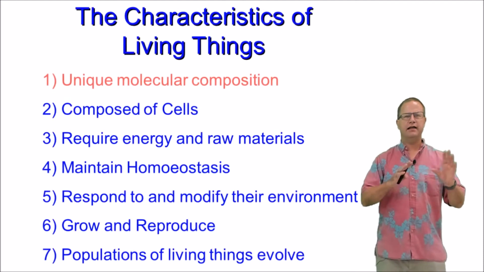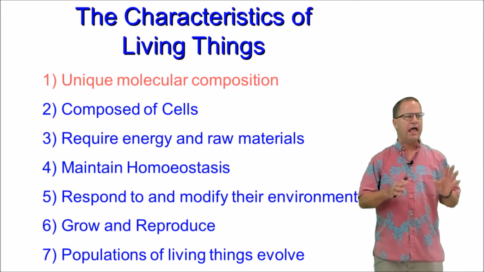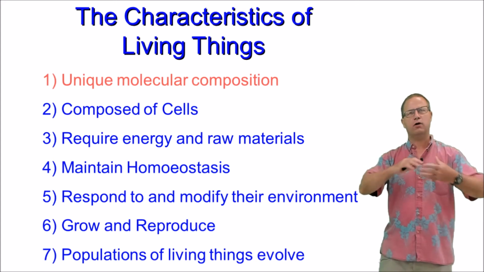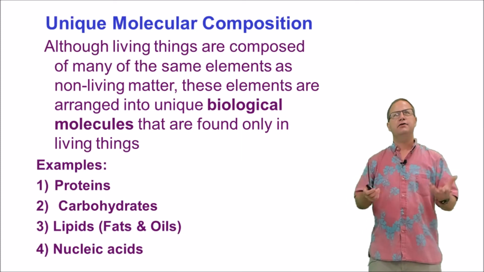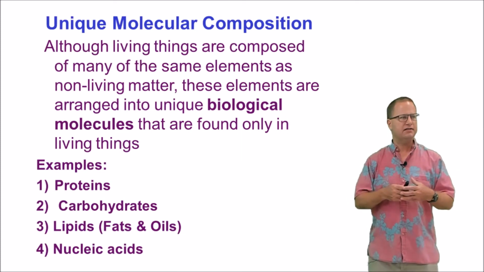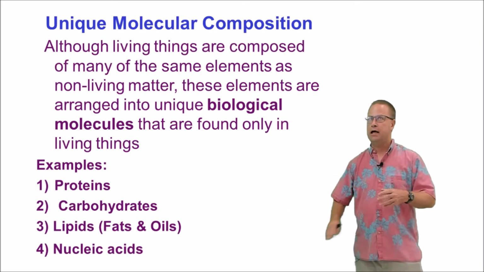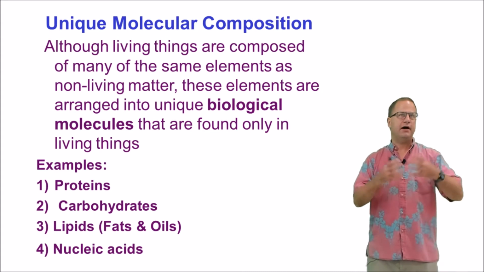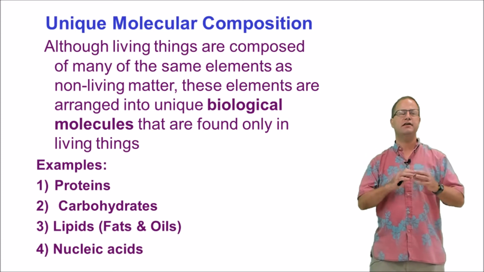Okay, now that we've covered the levels of biological organization, we're going to go through the characteristics of living organisms. And the first of these characteristics is they have a unique molecular composition. Remember, a molecule was a bond between two or more atoms that could be of the same element or different elements. And so the molecules that make up living organisms are things like proteins, carbohydrates, lipids, and nucleic acids. Now, individually, all of these are made up of the elements that we find in non-living structures as well, but they're arranged in certain ways that makes them unique to living things.